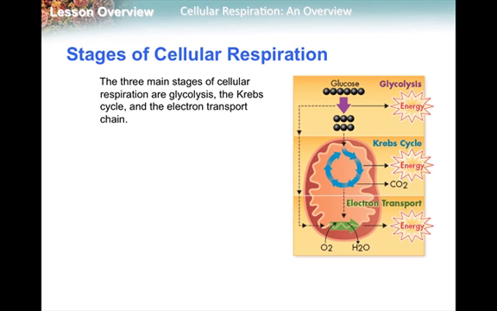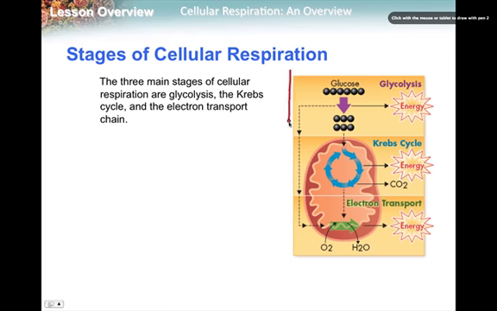Aerobic means that there is oxygen present. We're going to assume for the sake of this video that cellular respiration is always aerobic, and then anaerobic, which is without oxygen, we're really going to lump it under a term called fermentation. So let's go ahead and talk about cellular respiration. It has three main stages that occur.